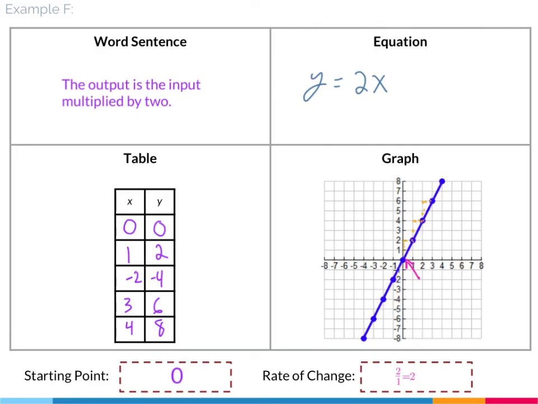So the key in 4 representations to take one representation and turn it into the other 3 is to find the pattern. And the easiest way to do that is to find the starting point and the rate of change. It's not the only way to find the pattern. You could look at the table and say, okay, how do I get from 1 to 2 and 3 to 6 and 4 to 8? Well, I'm multiplying by 2. That is a way to find the pattern, but sometimes the patterns are more complicated than just multiplying by 2, and then it's helpful to have a starting point and a rate of change.